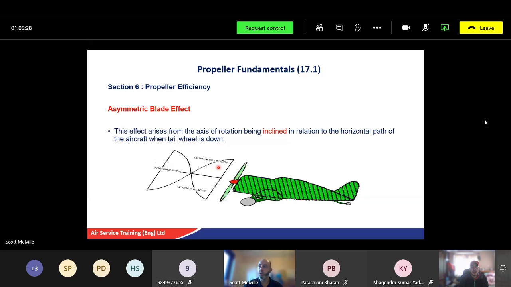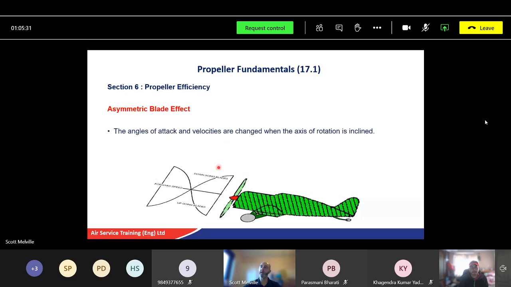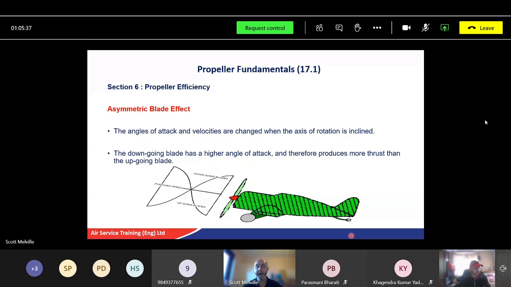Okay. So what do you mean by that? Angles of attack and velocities are changed when the axis of rotation is inclined. The downgoing blade has a higher angle of attack and therefore produces more thrust than the upgoing one. Because of the profile shape of the blade, as this one is coming down the way, it has an increased angle of attack. Okay, got more oomph behind it. But as it's going up the way, the profile is now changed, so it's got less angle of attack. So there's more power coming down, as I said before, on the anti-clockwise side. Okay, that provides more thrust. Well, if there's more thrust this side, then it's going to try and spin the aircraft around. If it was straight, it's sort of balanced out.